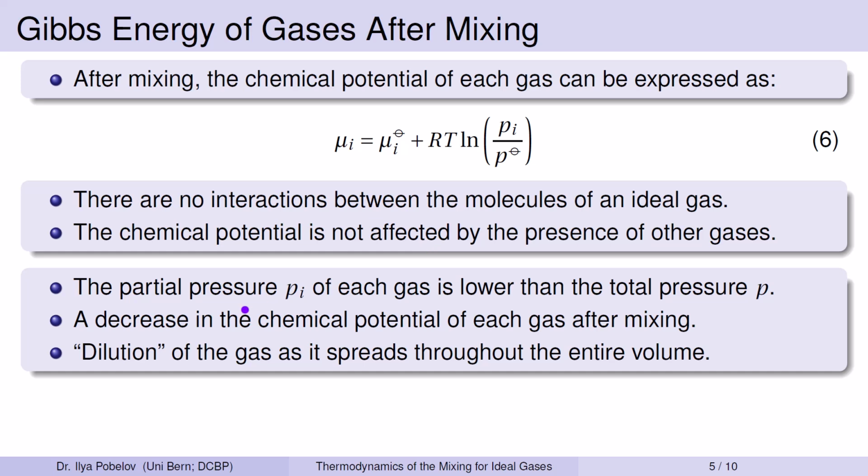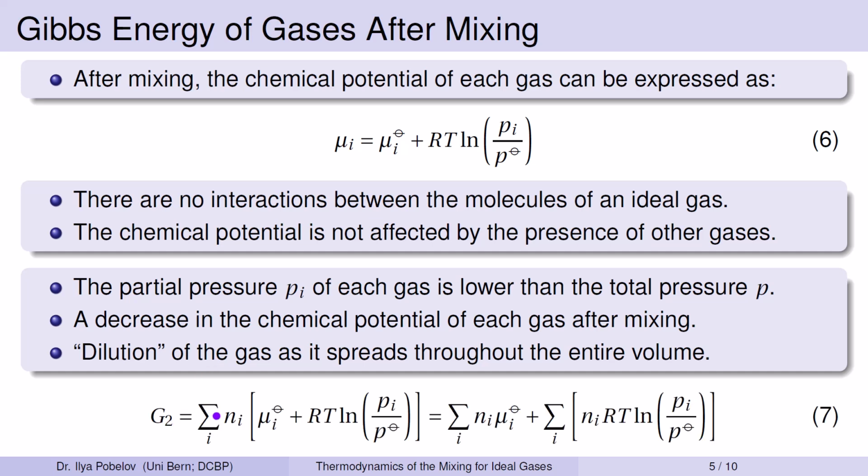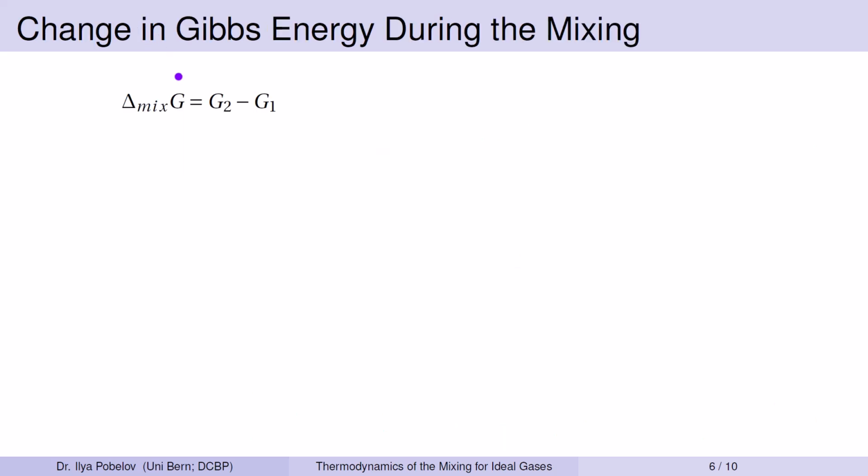This is a consequence of the dilution of the gas as it spreads throughout the entire volume of the combined chamber. The expression for the total Gibbs energy after mixing G2 is similar in form to the one for the Gibbs energy before mixing, and now it contains the partial pressures of each gas instead of the total pressure. The change in Gibbs energy during the mixing process, delta mix G, is the difference in the Gibbs energy before and after mixing.